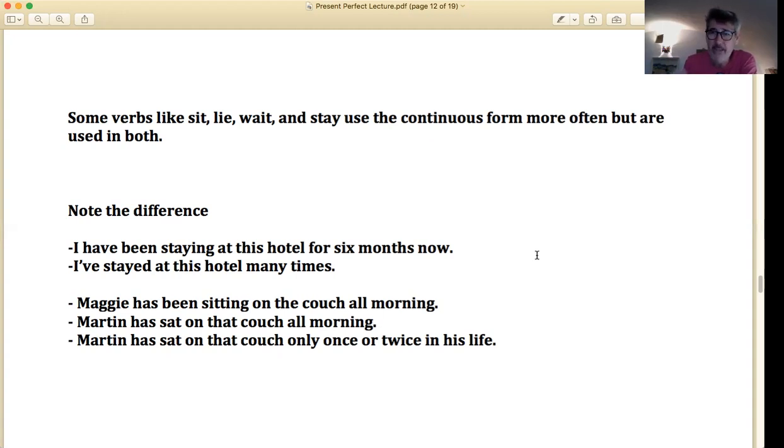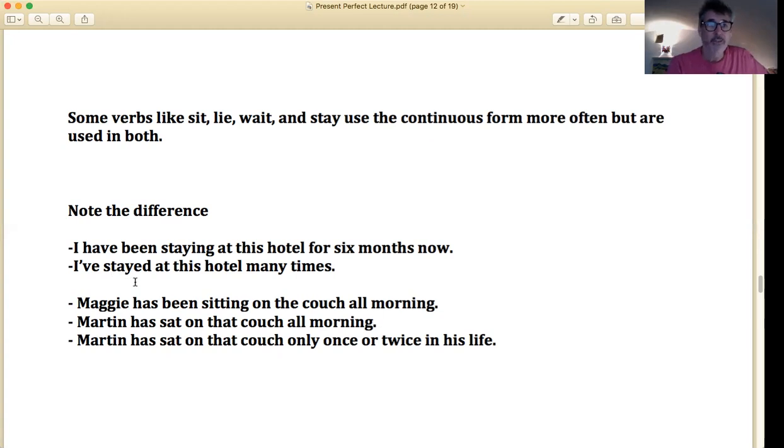All right, but it's not permanent. It's temporary. Now, but I can say I've stayed at this hotel many times. And so what does that mean? If I say I've stayed at this hotel many times, both of those are good grammar. Both of these, this is present perfect. This is present perfect continuous, the first one.